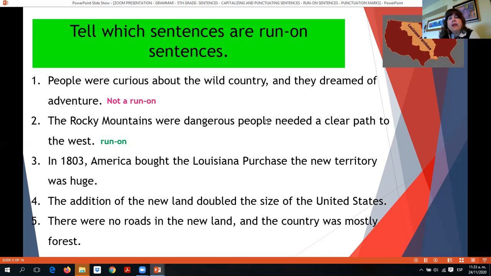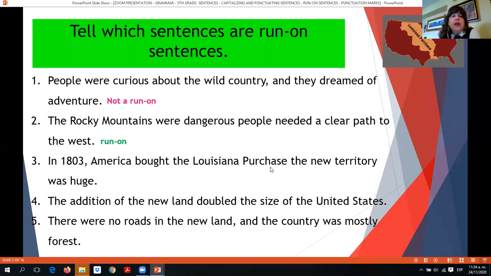Or we could rewrite it as a compound sentence, for example, the Rocky Mountains were dangerous, and people needed a clear path to the west. We could do that. Okay, but in this type of exercise, what we need to do is only to tell if it's a run-on or not. Okay. Number 3: In 1803, America bought the Louisiana Purchase. The new territory was huge.